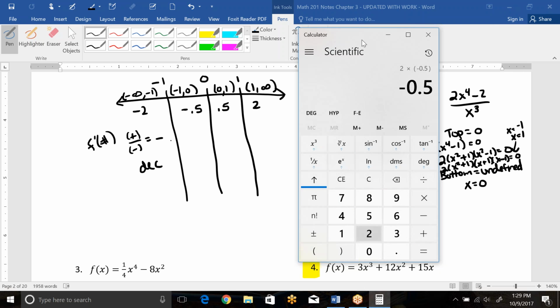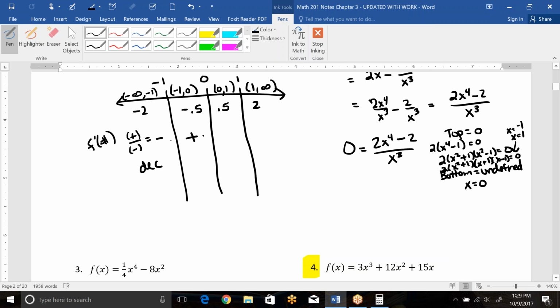So hang on, 2 times 0.5 negative to the fourth, then minus 2. I'm just plugging it into my derivative right here. Then divided by parentheses 0.5 negative cubed, which is going to be negative. That's going to come out positive overall. So this one comes out positive.